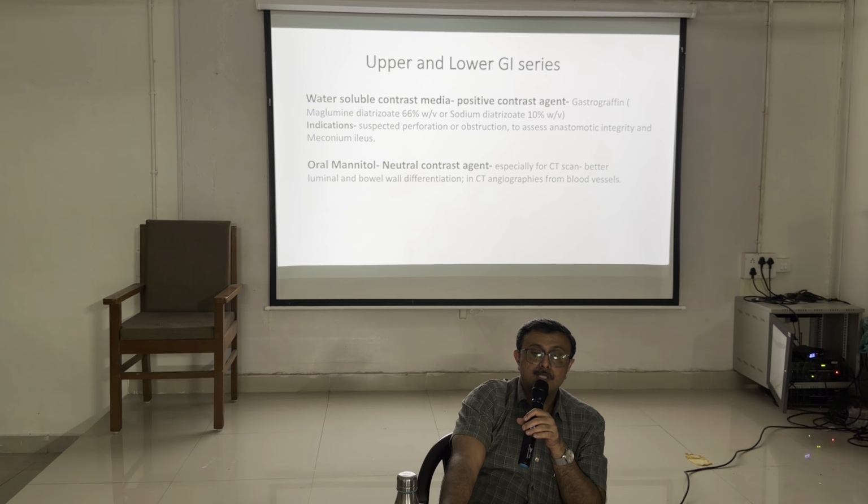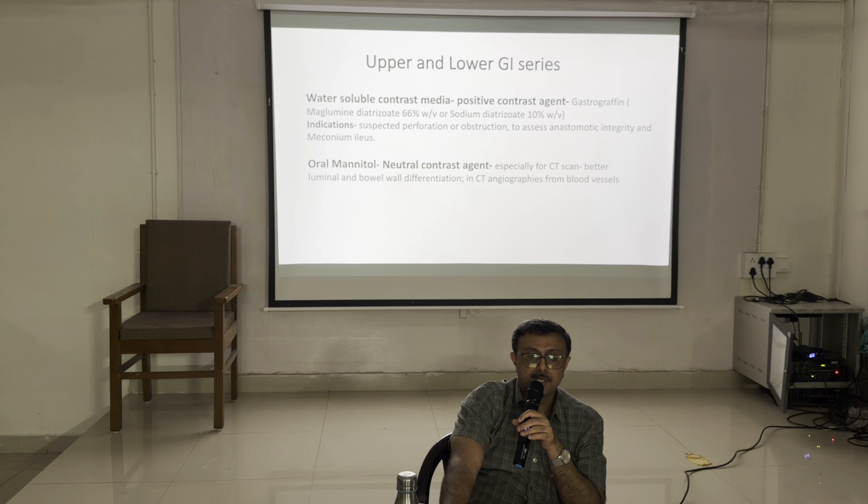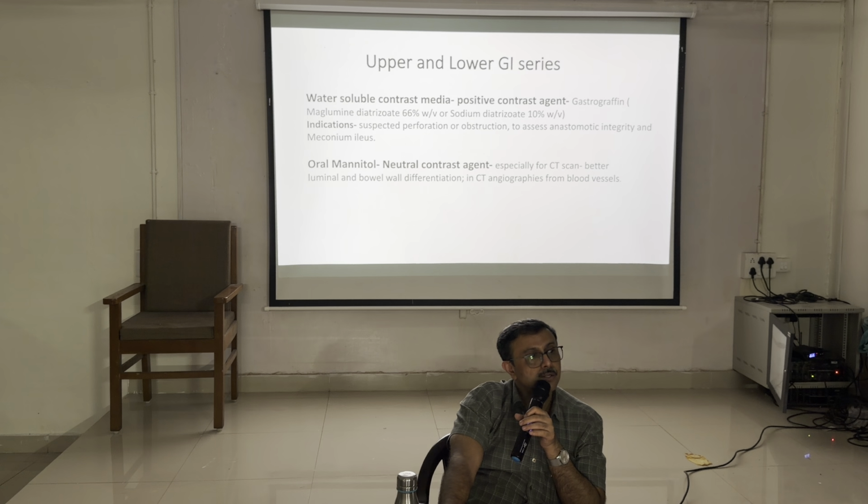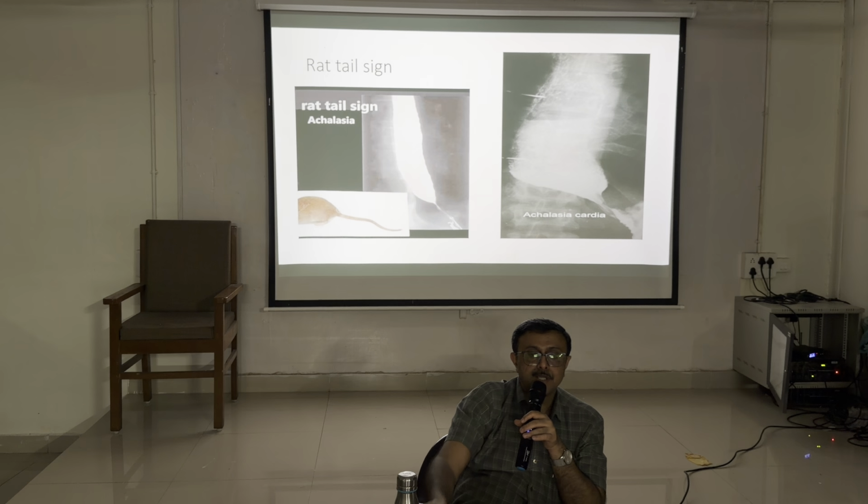Water soluble contrast media is also called a positive contrast agent. Gastrografin, meglumine, glycosides: these are positive contrast agents. Water soluble contrast media, with the overall molecule, is called a neutral contrast agent. So positive contrast agent, neutral contrast agent. What is a neutral contrast agent? It is the overall molecule. Okay. In CT scan you give it.